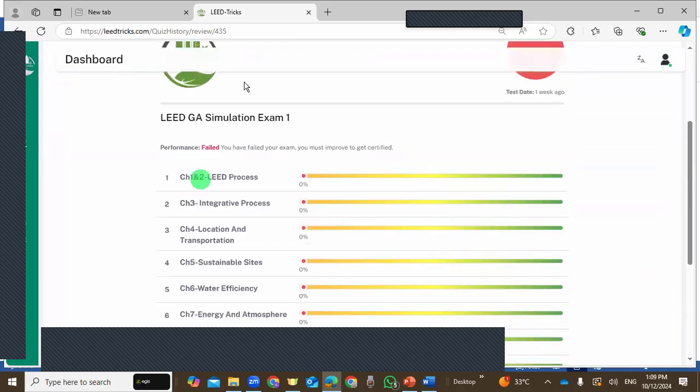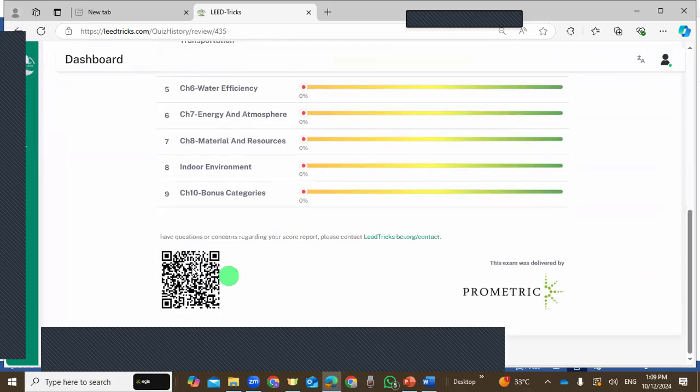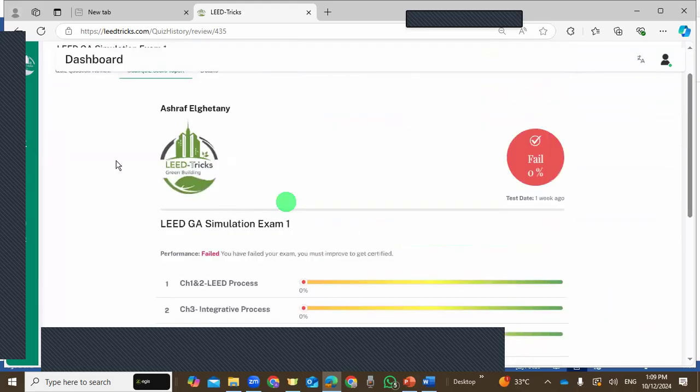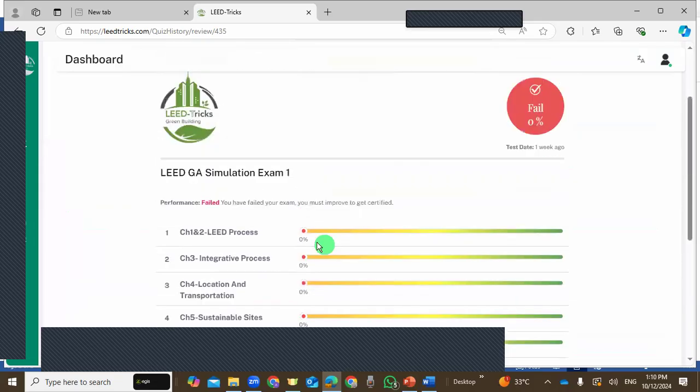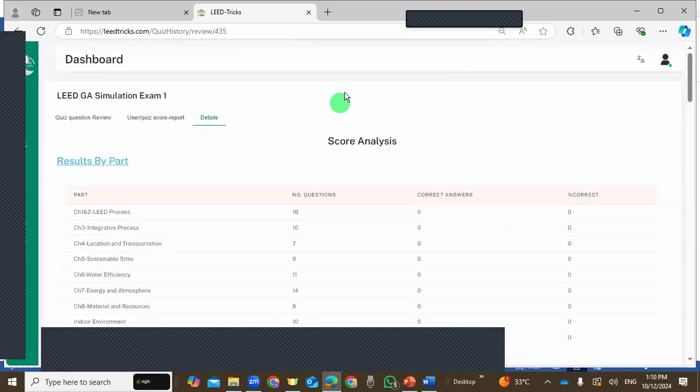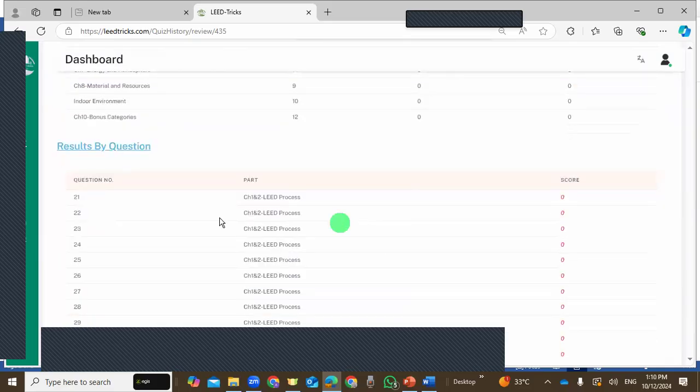This gives you, in every chapter, your score and your total score. This is Prometric. So when you go outside, this certificate will be sent to you by email. The real one looks like this. So I give you here real exam experience details. This gives you a score analysis of what your score is.